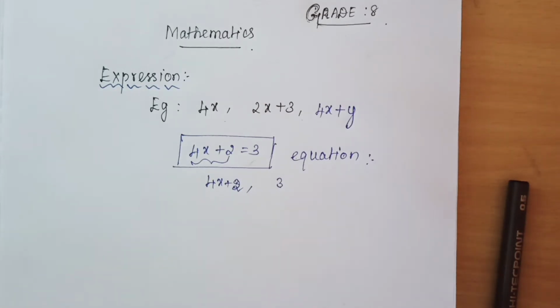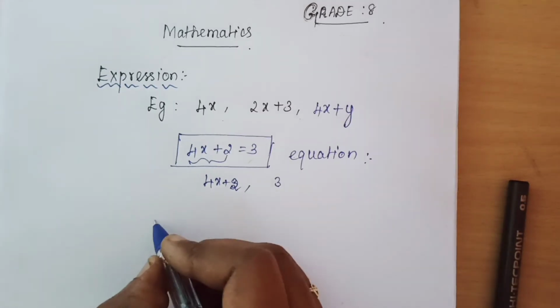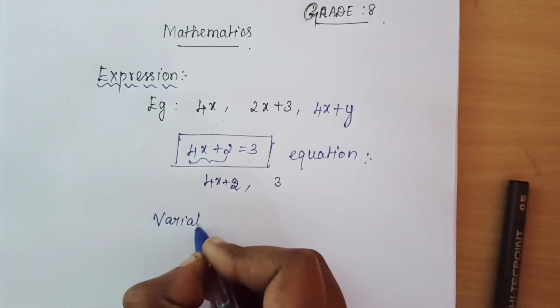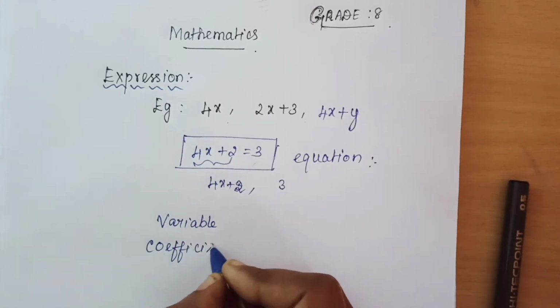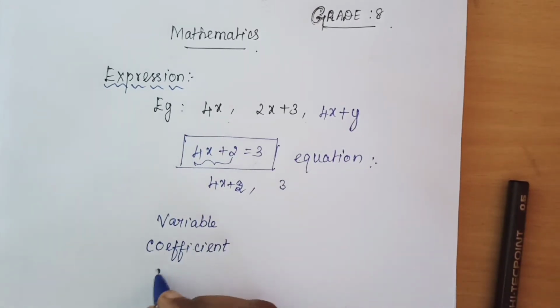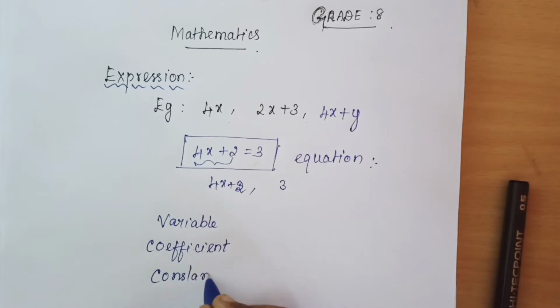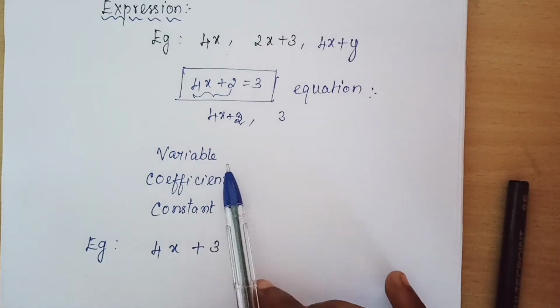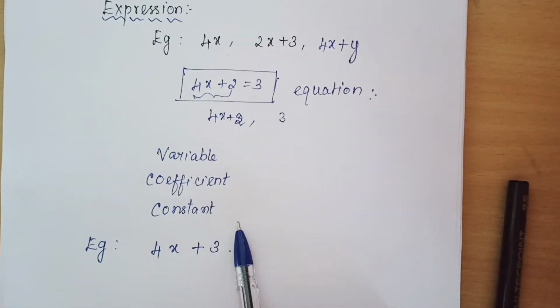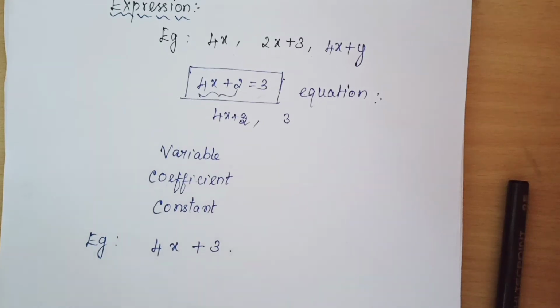You know what is meant by terms, and under the expression, what are the things you have learned? What are the three cases you have learned? Variables, coefficients, and one more thing, constant. Very good. Not constants, constant. So once again, tell me the three cases: variable, coefficient and constant.